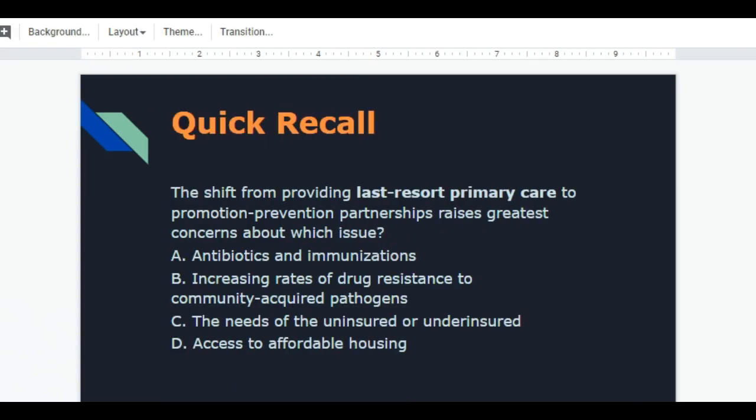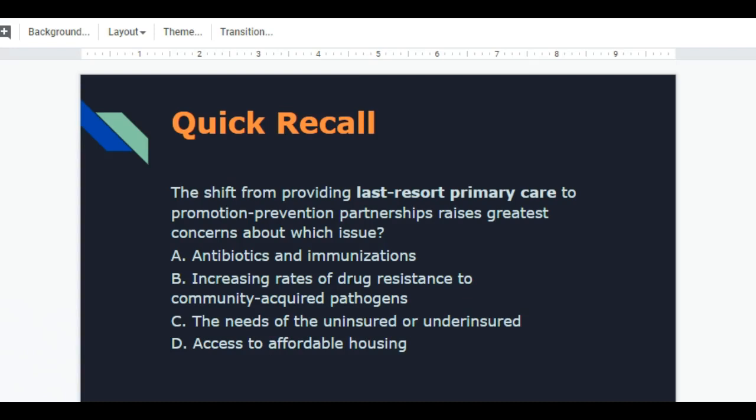Okay, so here's a quick recall. This is a test question. So the shift from providing last resort primary care to promotion and prevention partnerships raises greatest concerns about what issue? So the answer here is answer C. So C, the needs of the uninsured or underinsured.